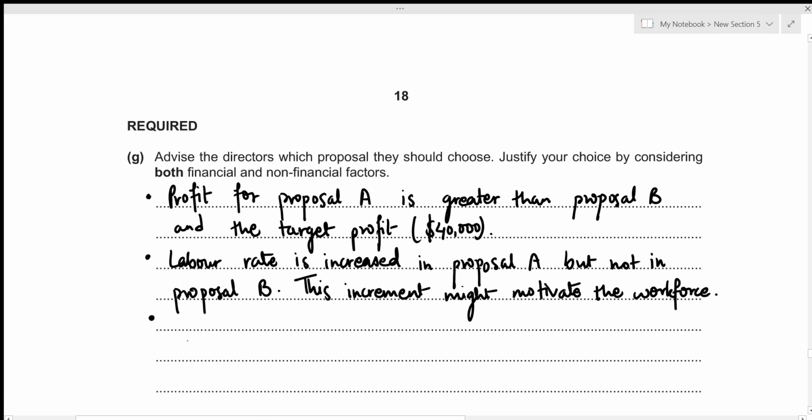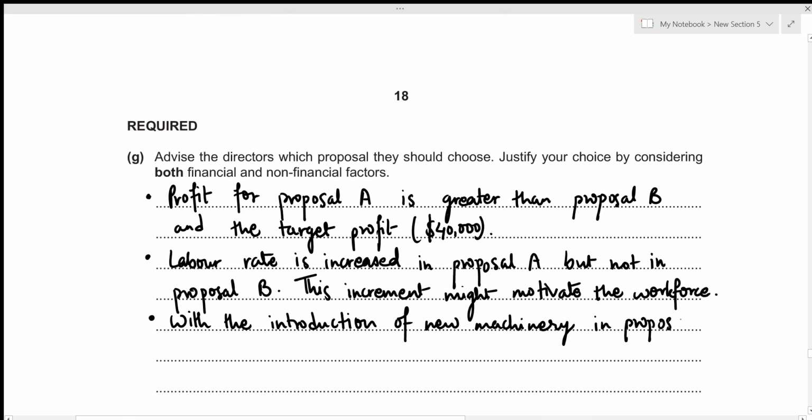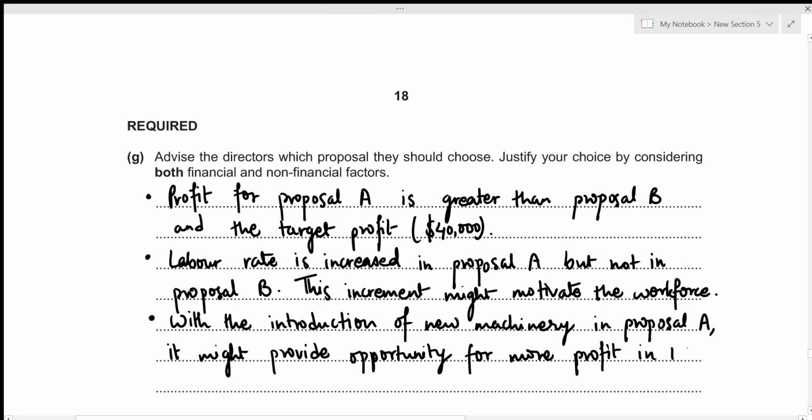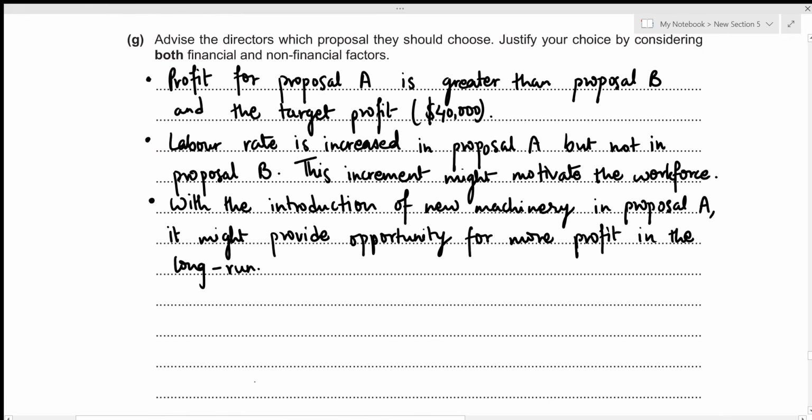Nextly, what we can consider is the introduction of new machinery costing 75,000 in proposal A. So with the introduction of new machinery in proposal A, it might provide opportunity for more profit in the long run. Again, proposal A sounds like a better option than proposal B.